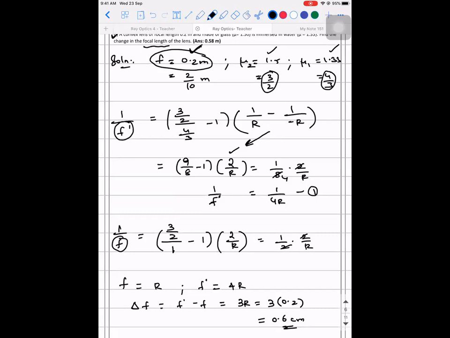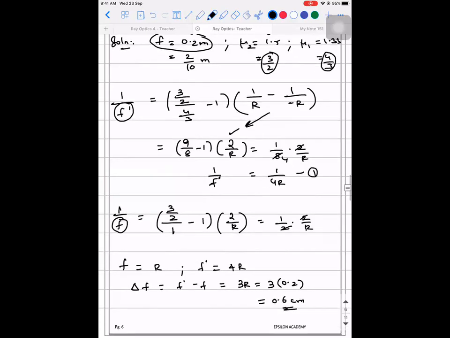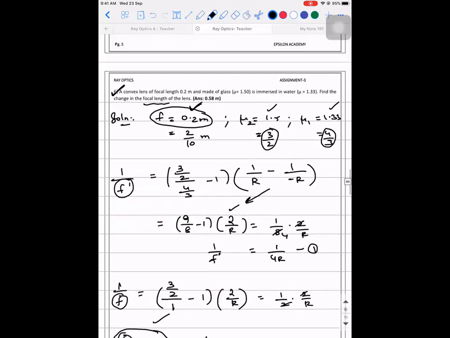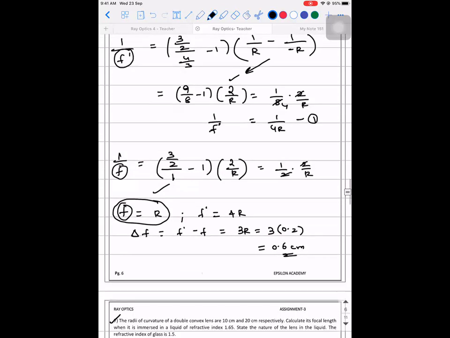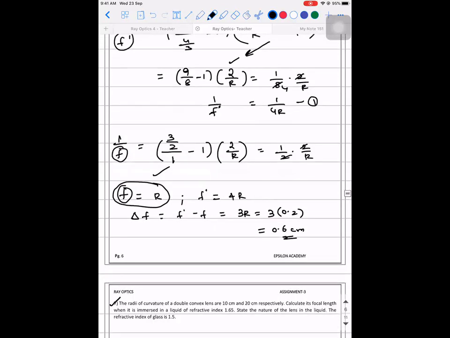Sir, how did R become 0.2? Where? Here. See, in the last step, because f is equal to r. No, I got it. But what is the value of f they have given in the question itself? It is 0.2. Right, that is why I took it as 0.2. Okay.